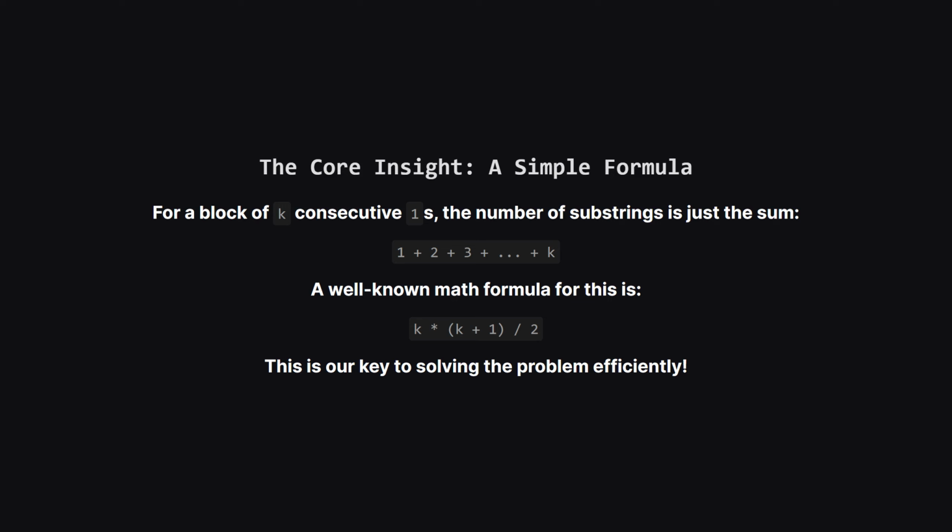And the great thing about this pattern is that there's a super simple formula for it. Instead of adding up all those numbers one by one, we can just calculate it directly. For a block of length k, the total is k times k plus 1, with the whole thing divided by 2. This little formula is the heart of our solution.